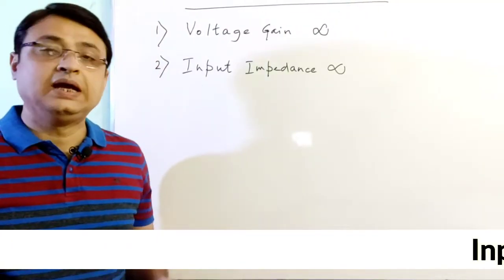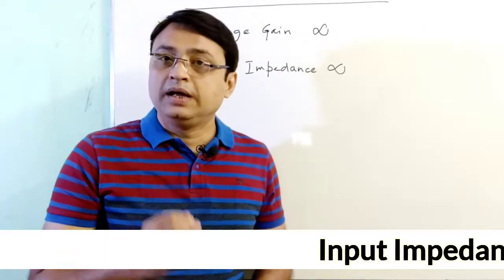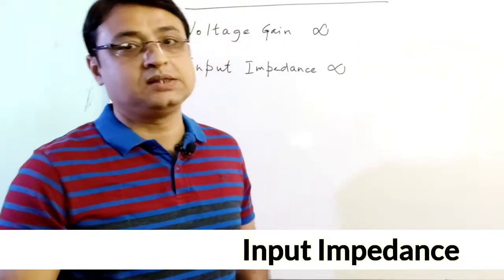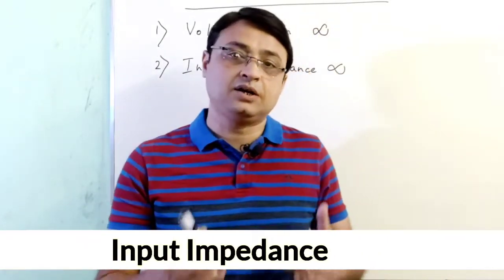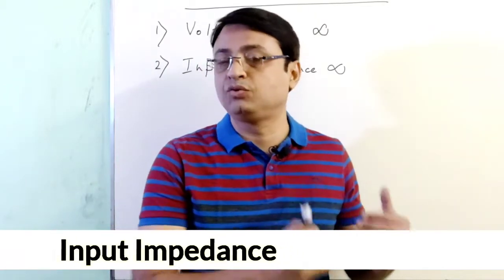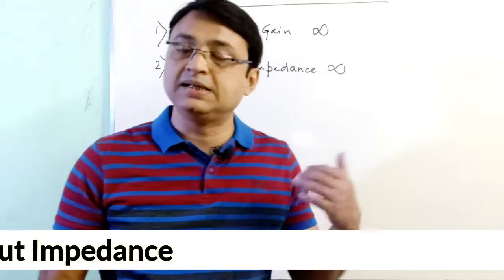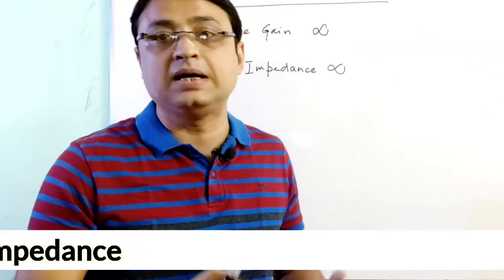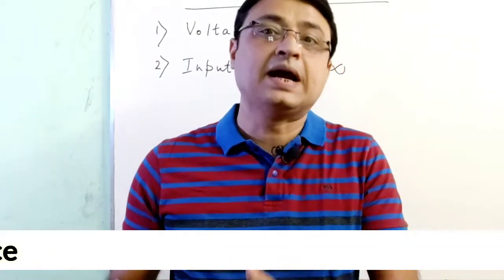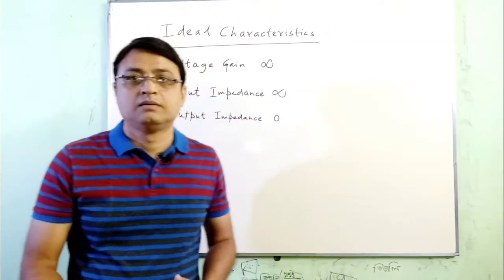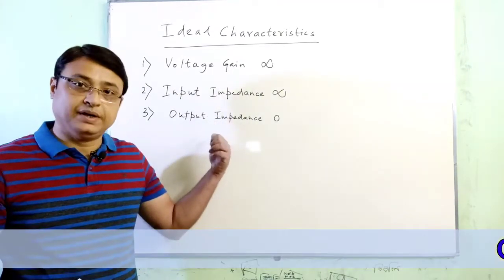Number 2, infinite input impedance. What does it mean? If the input impedance of any device is infinity, it means that no current will enter through the device. For an op-amp, if the input impedance is infinite or infinitely large, that means any signal source can drive this device. Third point is zero output impedance.